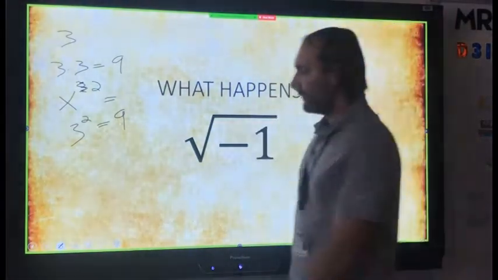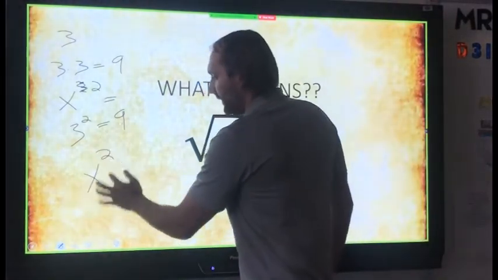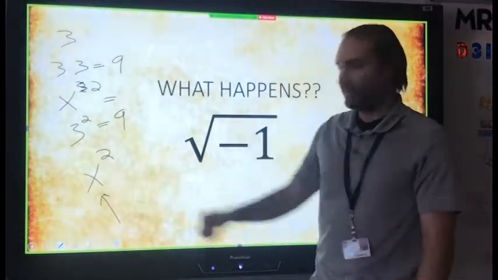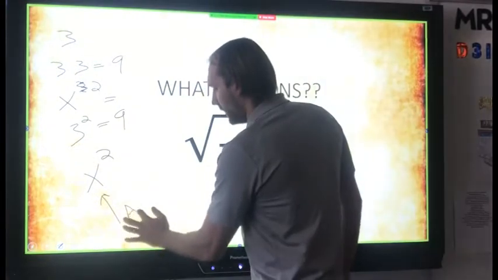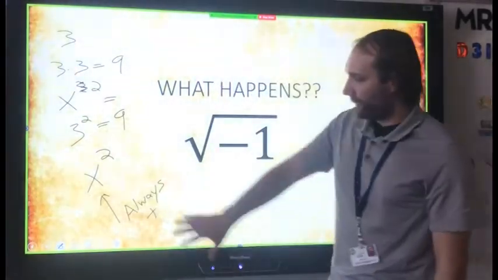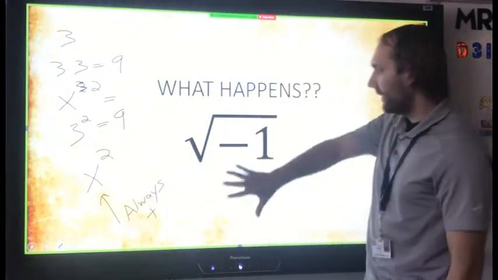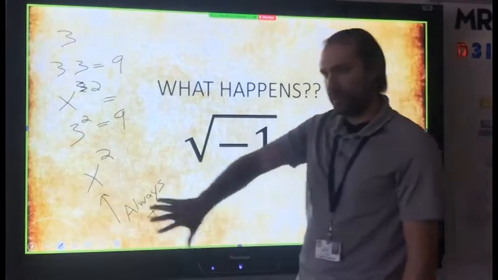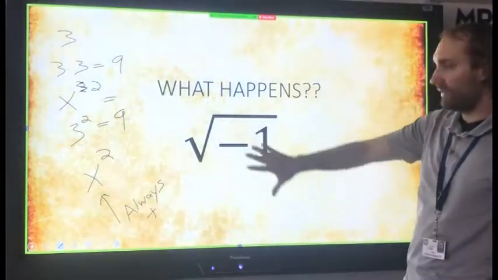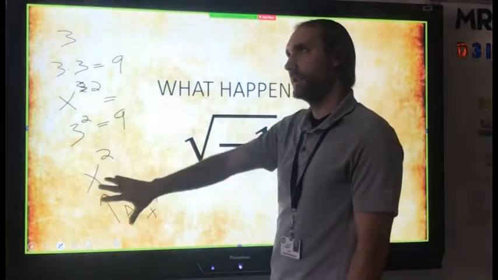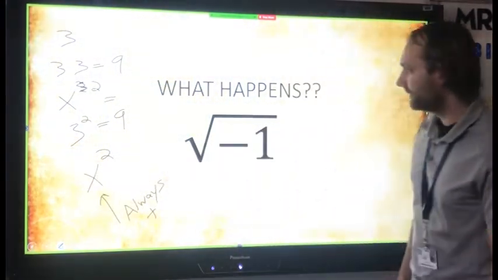So if I look at the number x squared, can I get a negative out of here? No. Anything squared is what? Positive. Always positive. So if a square will always be positive, then it makes sense that I can never take the square root of a negative. Very smart, right? Because that's the opposite. Likewise, you can't square and get a negative as an answer.